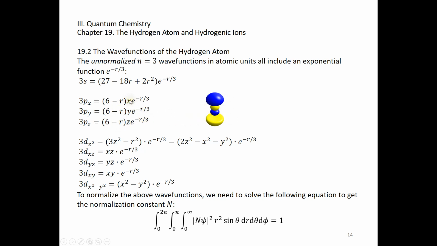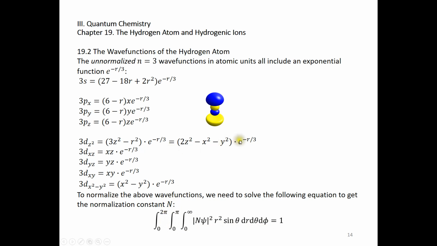And we have a planar node. When x is 0, y is 0, z is 0, we see a planar node in the 3px, 3py, 3pz orbital. And now look at the 5 d orbitals. We have 5 different d orbitals. They all each have two nodes, but different shapes. To normalize these wave functions, we need to solve the following equations. The integral of the squared modulus of psi times the volume element should be 1. r is from 0 to infinity, theta is from 0 to pi, and phi is from 0 to 2 pi.